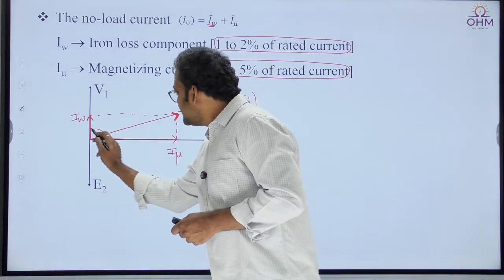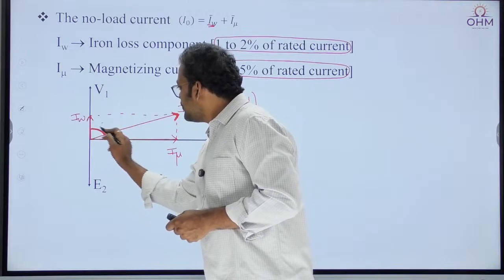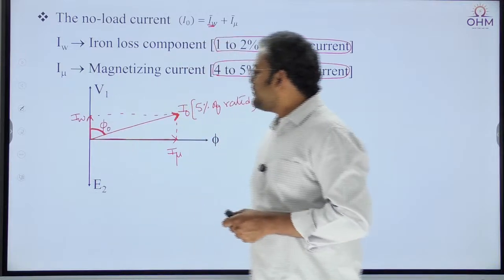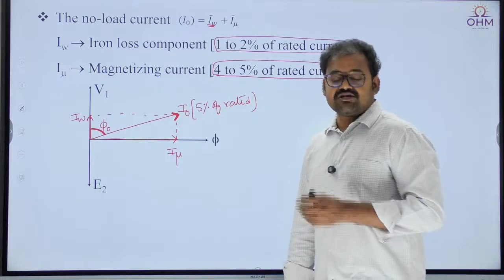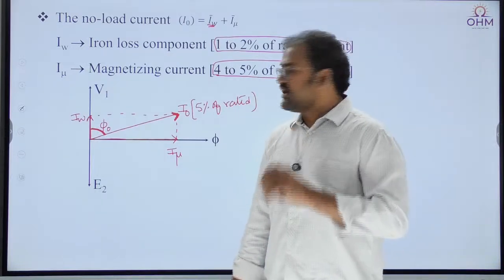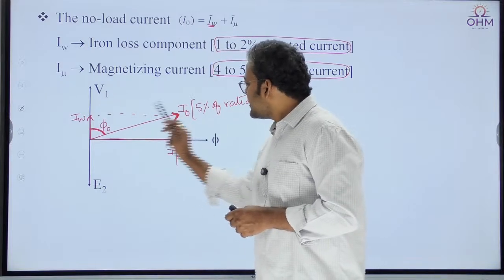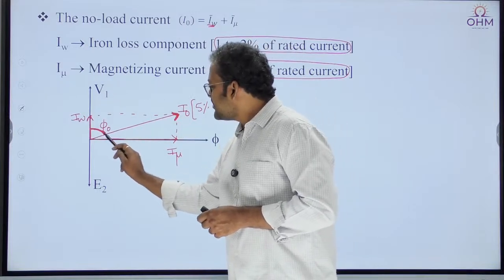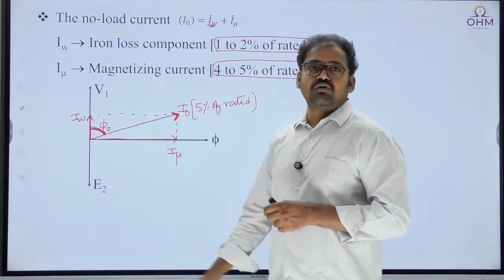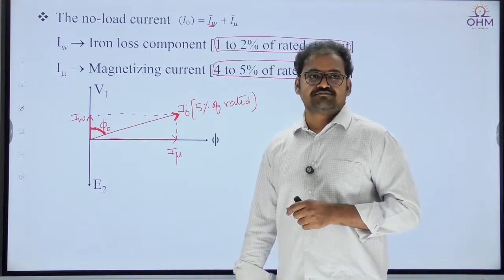And then this angle is what we call as no load power factor angle, represented with the letter phi naught. Generally, power factor angle means it is the angle between voltage and current. This is the supply voltage, this is the current. So the angle between voltage and current is what we call as no load power factor angle phi naught.